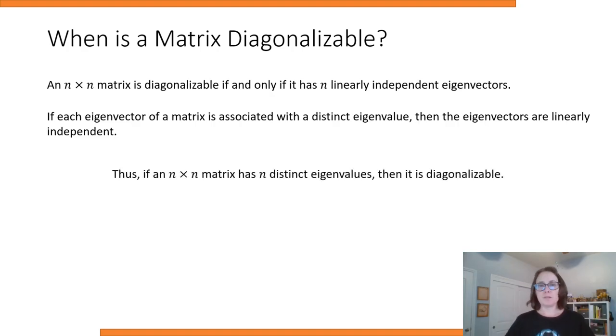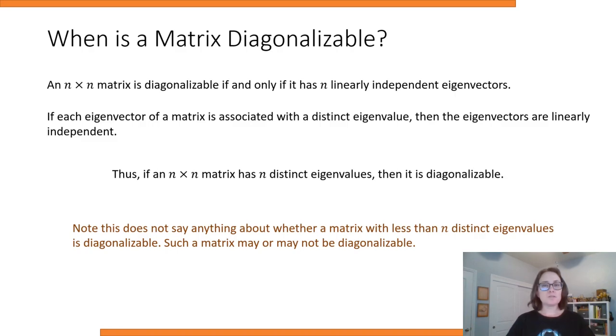Okay, so if an n by n matrix has n distinct eigenvalues, then it is diagonalizable. So that is one way to check or prove it. Now be careful, this only goes one way. It doesn't say anything about a matrix that has a repeated eigenvalue.